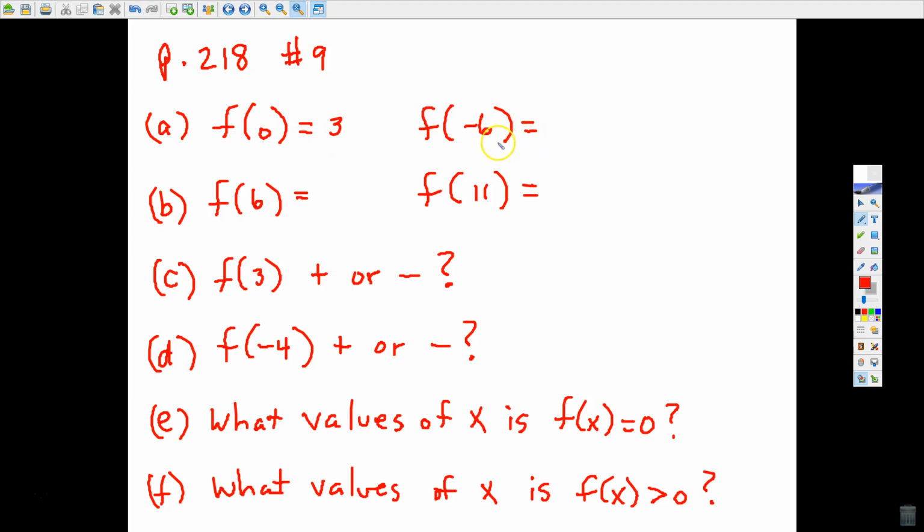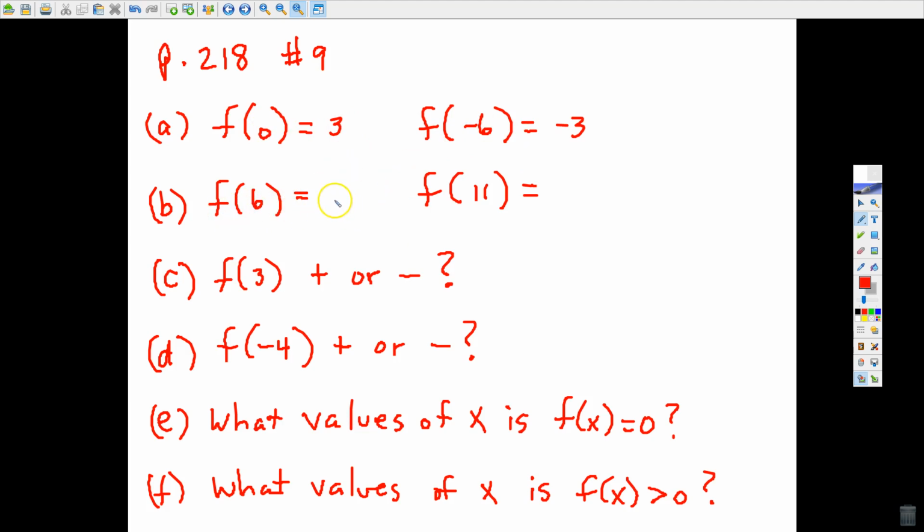Same idea for f of negative 6. If you input negative 6, then you should get a particular y-coordinate, which we call the output, and hopefully you can see that that would be negative 3. You see over there on the far right side, the very left, bottom left in quadrant 3, the point has an ordered pair of (-6, -3). So these are the inputs, and then you look for a y-coordinate that has that x-coordinate.